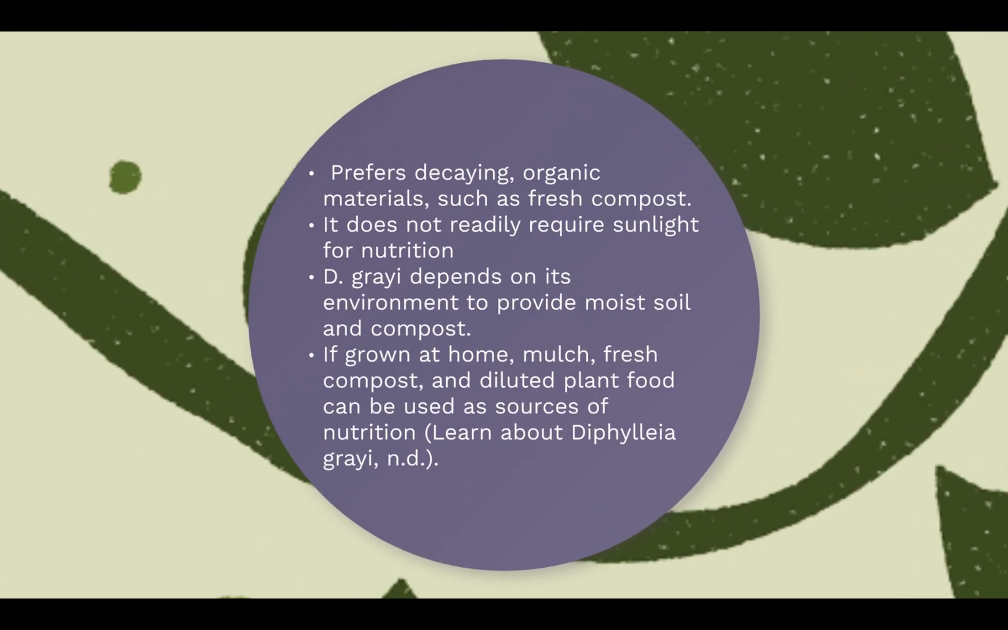The skeleton flower prefers decaying organic materials such as fresh compost. This plant prefers shaded, moist areas to grow in. It does not readily require sunlight for nutrients, so it depends on the environment to provide moist soil and compost.